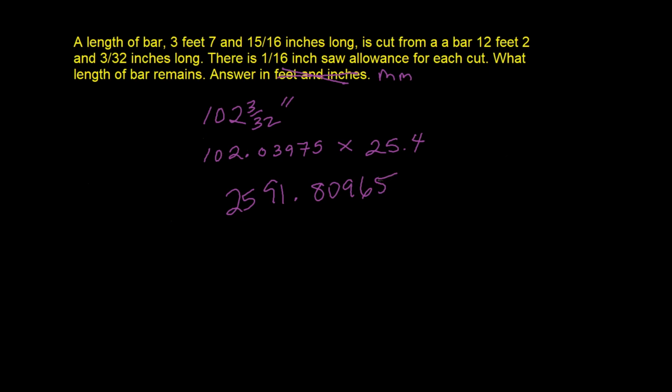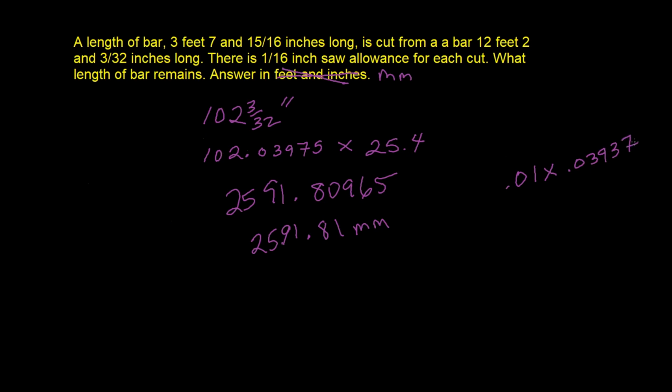2591.80965. Now I tend to reduce these down to just 2 decimal places for metric. And I'll tell you why. So if I reduce this down, it would be 2591.81 millimeters. And I'll tell you why that is. If you take this number right here, 0.01 millimeters, and you want to convert it into inches, you multiply that by 0.03937.